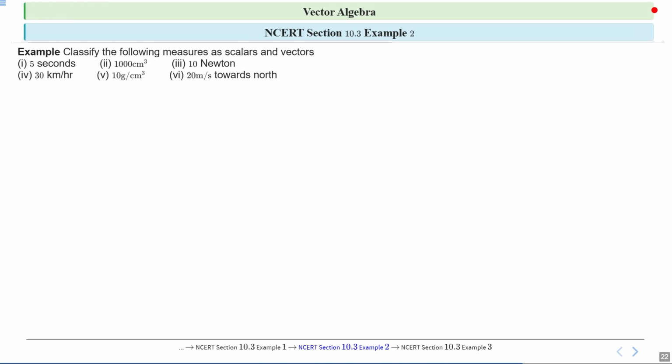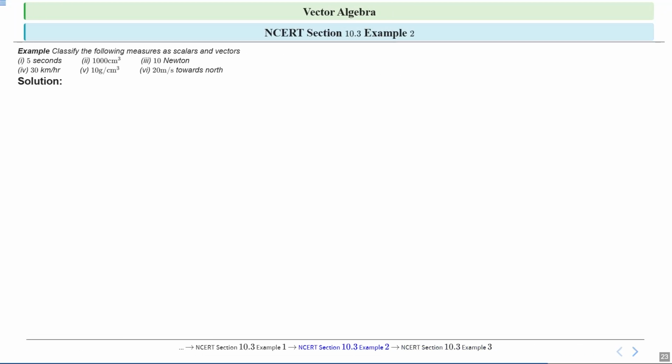Next, NCERT section 10.3, example 2. Classify the following measures as scalars and vectors. First, 5 seconds. Second, 1000 centimeter cube. Third, 10 newtons. Fourth, 30 km per hour. Fifth, 10 gram per centimeter cube. Sixth, 20 meter per second towards north.